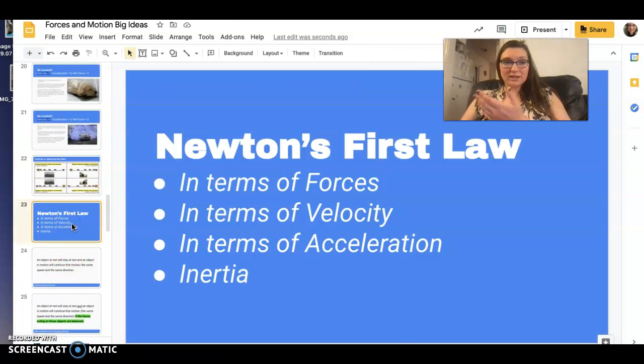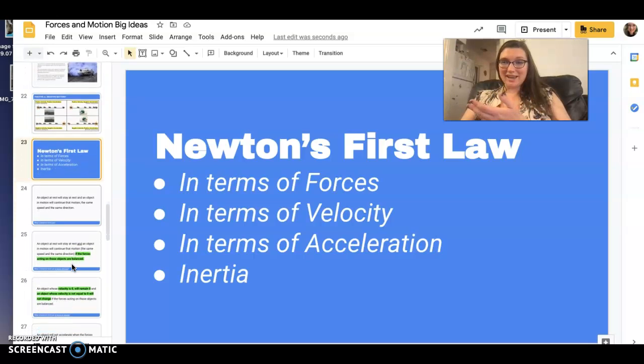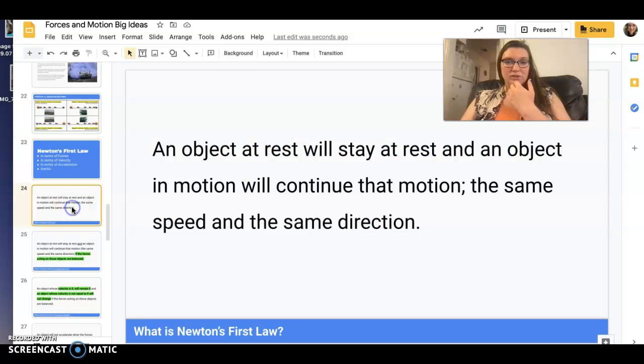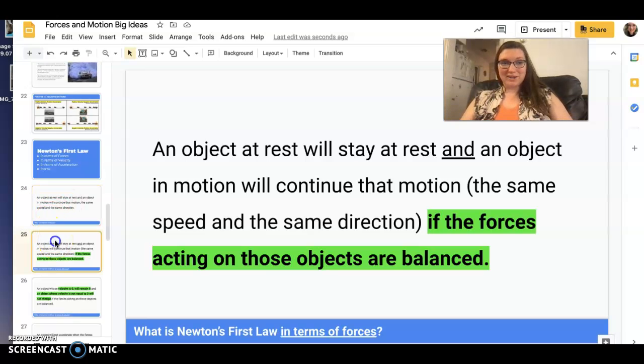So Newton's first law is the law of inertia. Let's think about this law in terms of forces, velocity, and acceleration. An object at rest is going to stay at rest, and an object in motion is going to continue that motion, at the same speed and in the same direction. That is what inertia is. That is all true as long as the forces acting on those objects are balanced, right? A constant velocity is going to keep going as long as those forces are balanced.